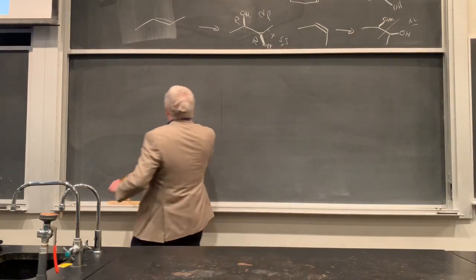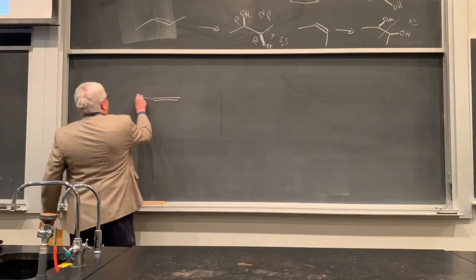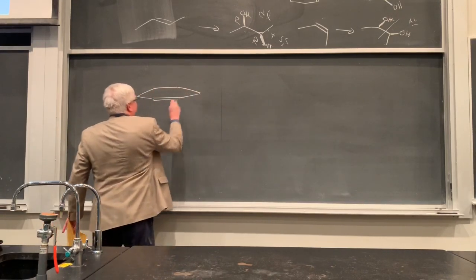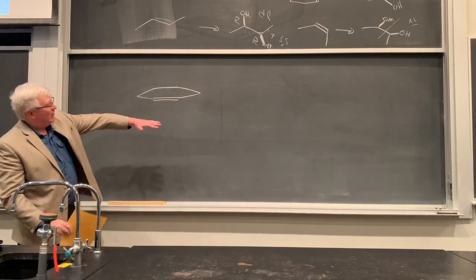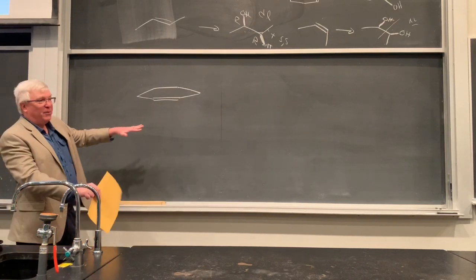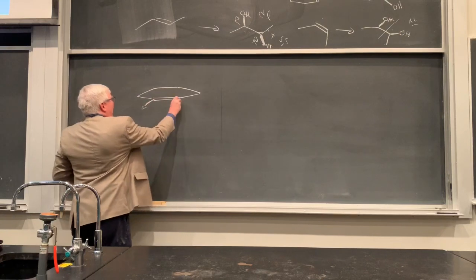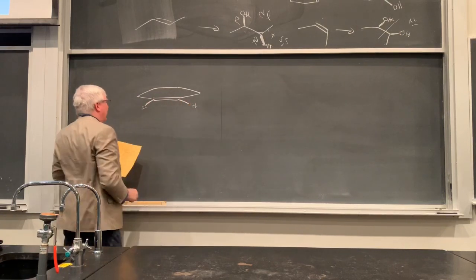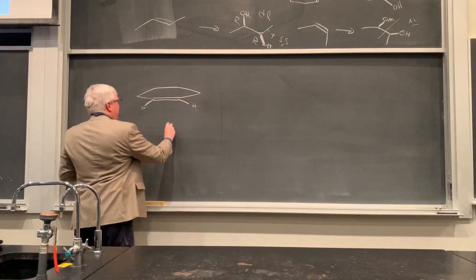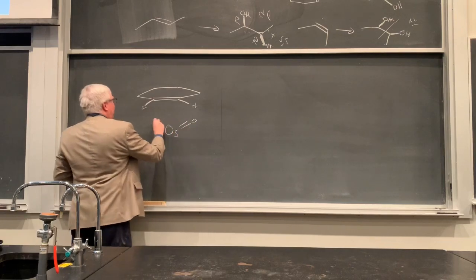Well, let's draw our alkene here. Let's stick with cyclohexene. I'm kind of drawing it edge on, so we're kind of tipping it up there, kind of flattening it out so we can see everything. These hydrogens are coming right out at you. Okay, there's cyclohexene. Then let's have osmium here, and let's draw out the structure.